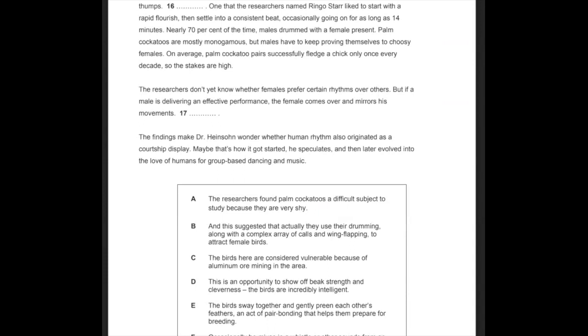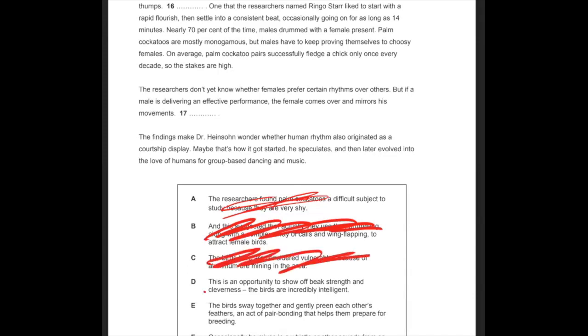Researchers found palm cockatoos a difficult subject, not this one. This suggested that they actually use their drumming with a complex array of calls and wing flapping to attract female birds. Now, that's actually not something that's really relevant to this paragraph. It might have been in the first one, but this one's not talking about attracting females or anything like that, so it's not here. This one's just talking about performing in general. Birds are considered vulnerable, not really. Opportunity, we've already used this one.